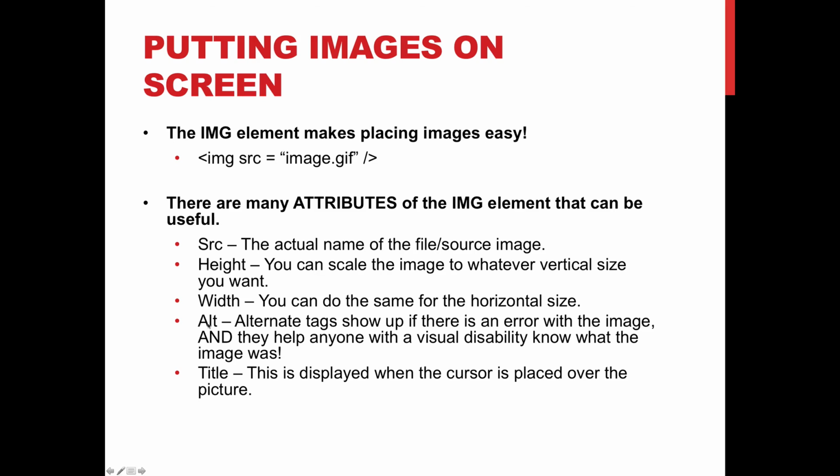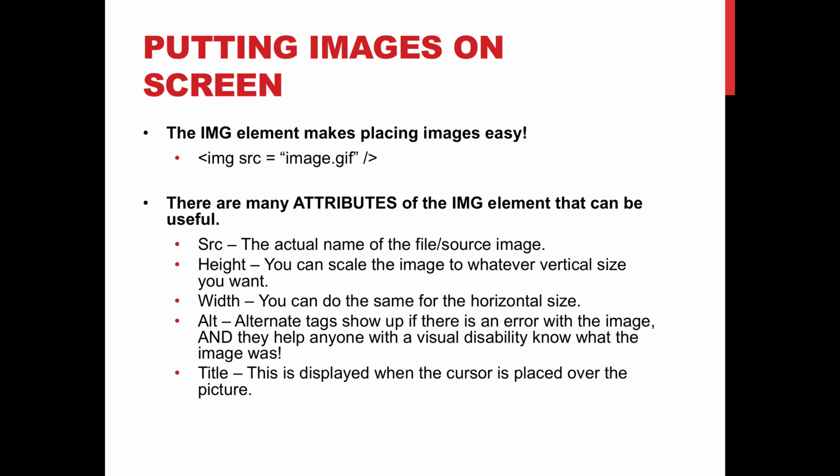This fourth one is called the alternate tag. This is really, really important. Alternate tags are what shows up if there's an error. Maybe your photo gets corrupted on the server, or you forget to move it to where you're supposed to, so nothing shows up. This is what shows up. And this is also what is read out by anyone that has a visual impairment. So if you want your site to be accessible, which by law, according to the ADA compliance rules, it has to be, you need to use alt tags. If you do not use alt tags in this class, I will count off every single time you don't do it. It's an easy thing to do.